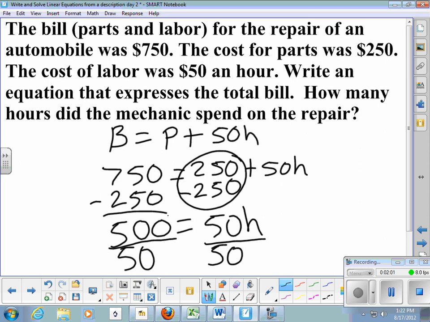Little trick here. Let's cancel a pair of trailing zeros on the right. So 50 divided by 50 is 1. 50 divided by 5: if I have 50 cents in 5 coins, each coin is a dime. So 50 divided by 5 is 10. That means that the mechanic spent 10 hours on the car.